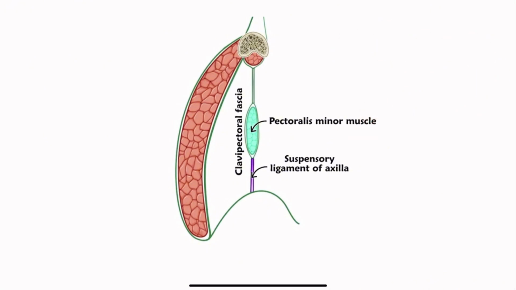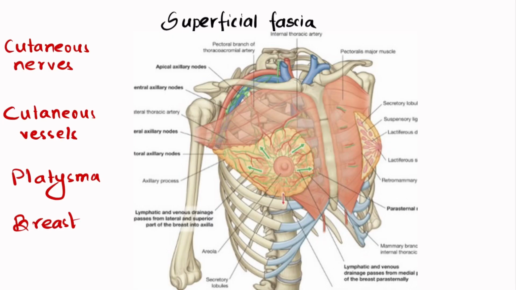So what we are going to look at in detail are the fascia: the superficial fascia, the deep fascia, and the clavipectoral fascia. Let's start with the superficial fascia. Right below the skin is the superficial fascia. This you see right here is all superficial fascia, which is covering the pectoral region. The superficial fascia contains four major parts.